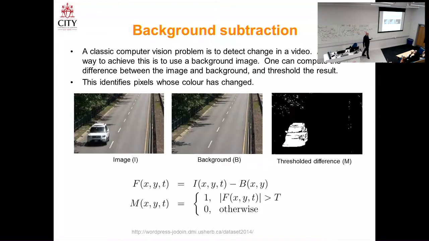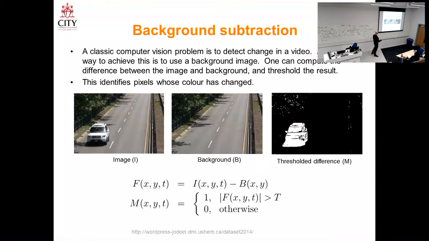Okay, so the first thing I want to talk about today is background subtraction. Here, what you want to know is if there's change in the video. For example, maybe you've got a surveillance system, okay? You've got this camera that's looking at the road. You want to know if there's a car coming down the road. So one way to do that is to look at change.